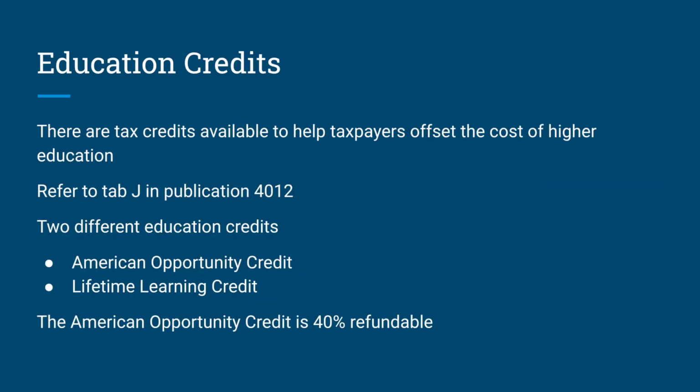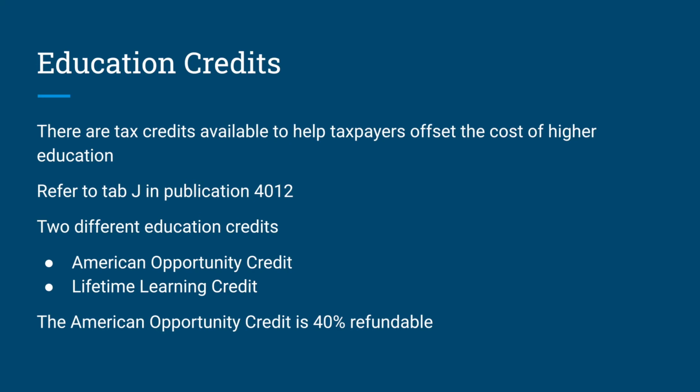And so moving on here to a type of credit that is very important to us, as you can imagine, and that is education credits. There are tax credits available to help taxpayers offset the cost of higher education, because we all know higher education can get very, very expensive very quickly. And so it's important here to refer to tab J in publication 4012, as that will have all of the information that you need regarding education credits beyond the basics I'm going to share here.